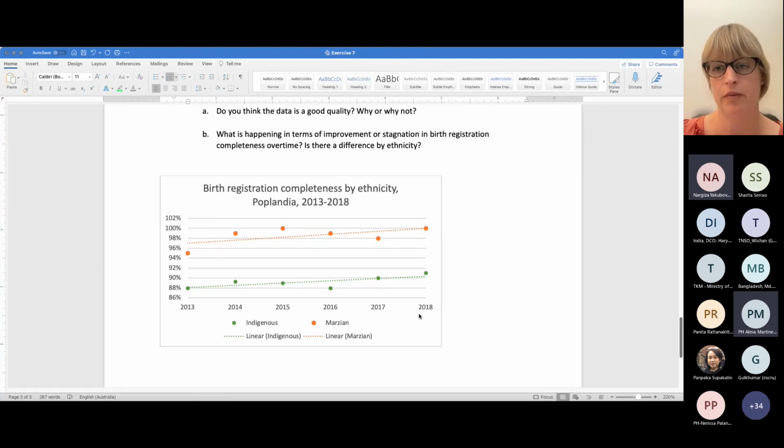Otherwise, we will see everyone tomorrow at the same time, and we'll start discussing how to write up our results for policymakers, and also to make sure we can put in place interventions and that our data is actually being used for the purpose that we're doing these exercises for.